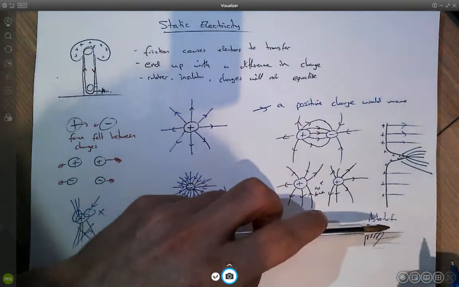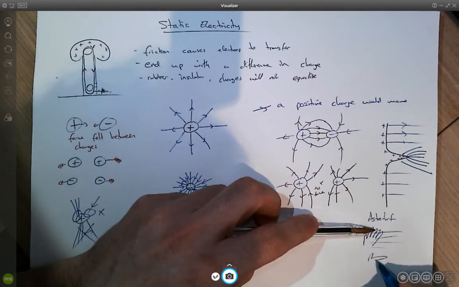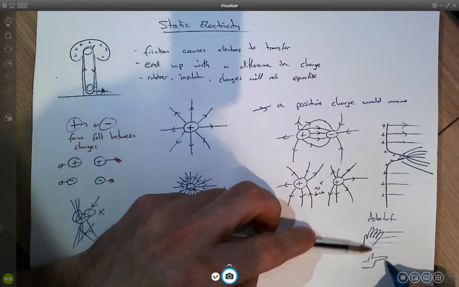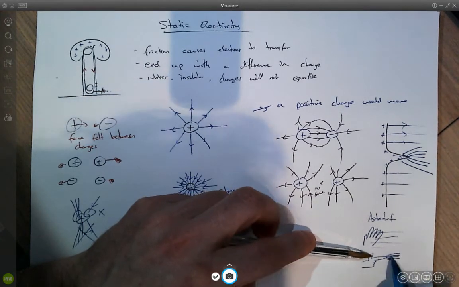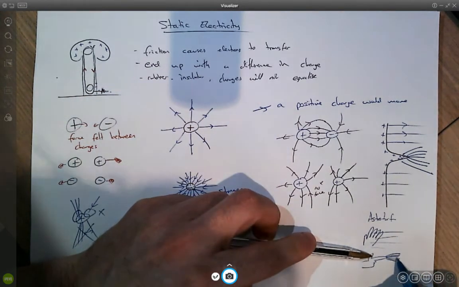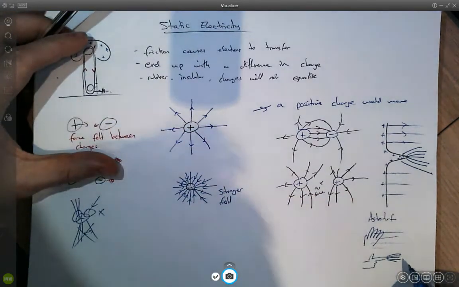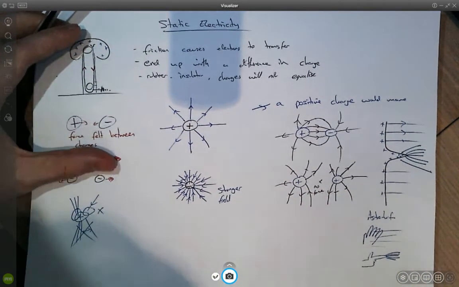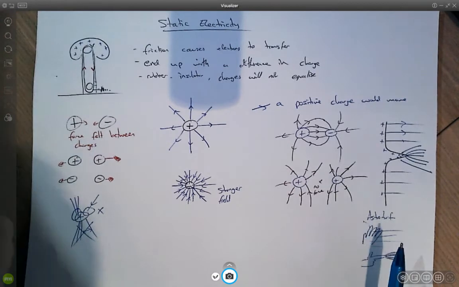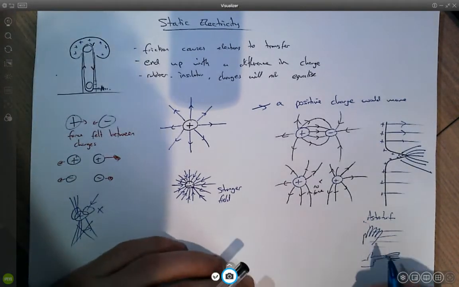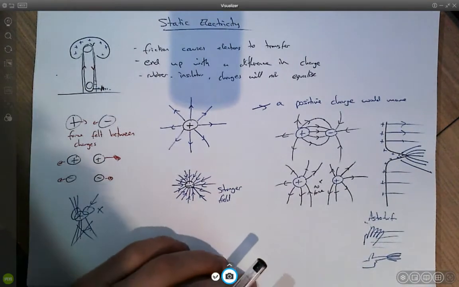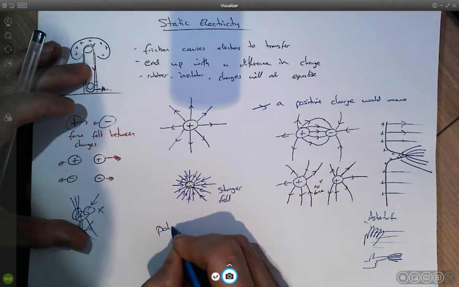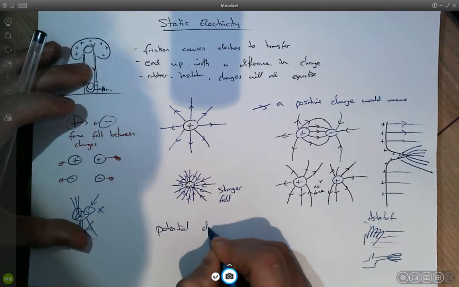If they, however, point at somebody, the field becomes really strong and therefore there will be a spark and students will get a shock. This then links into the idea that everything will conduct, or anything will conduct, if the potential difference is high enough. So what do we really mean by potential difference?